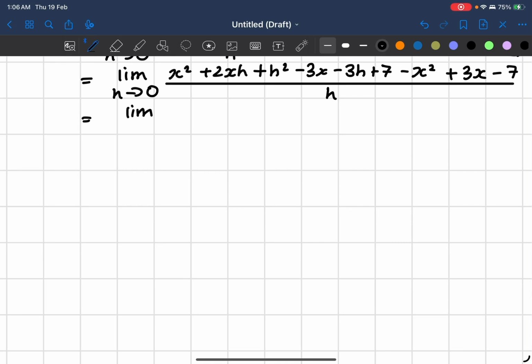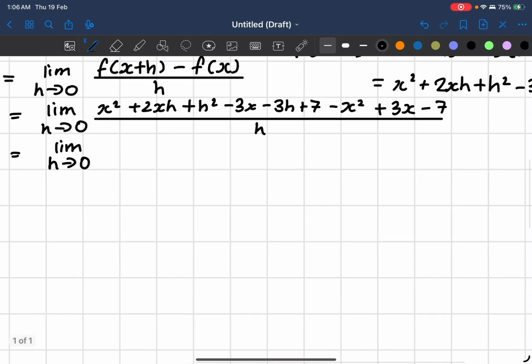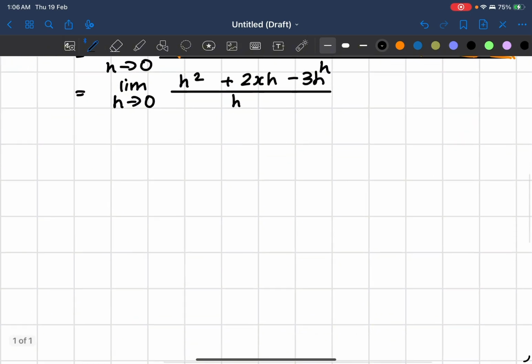Perfect. So limit of h to 0. And then now we can simplify our numerator, right? So I can see that I have x squared here and minus x squared here. That's going to be 0, so I can cancel it out. Next, I can cancel out minus 3x and plus 3x, right? And 7 and minus 7. So at the end of it, I'm going to be left with h squared plus 2xh minus 3h over h.